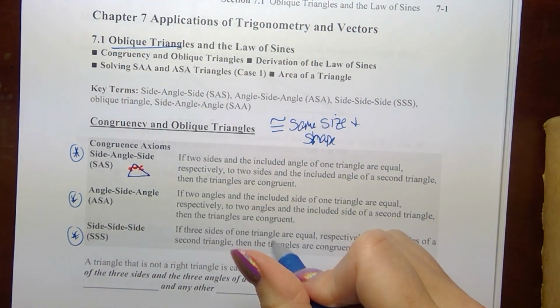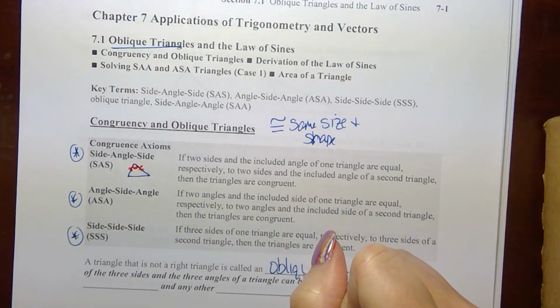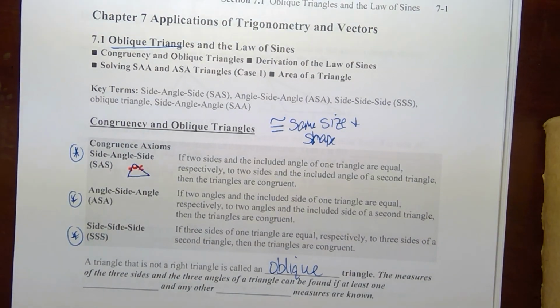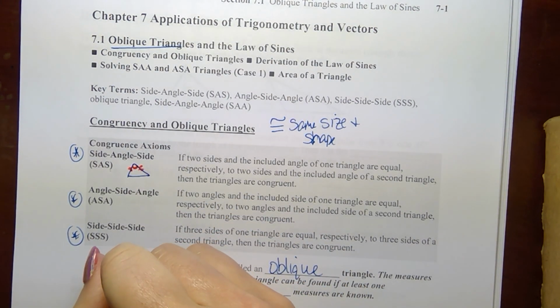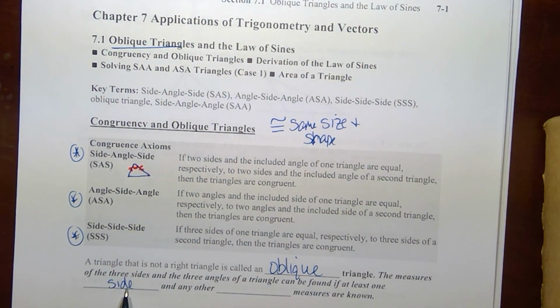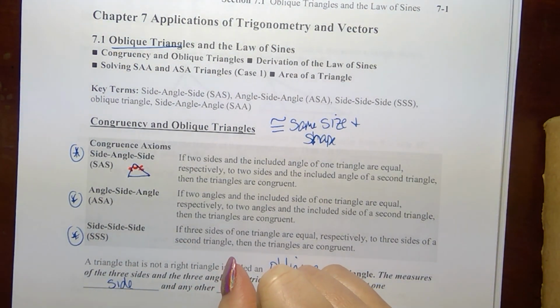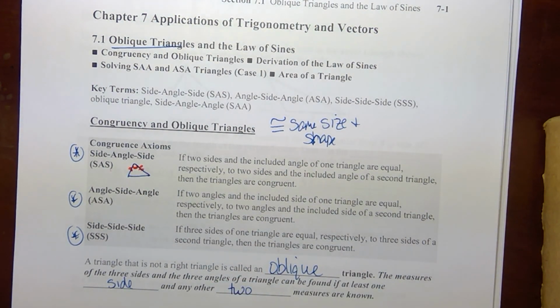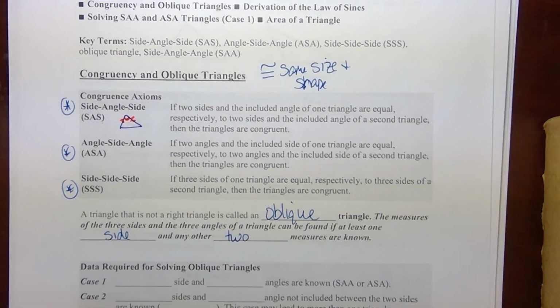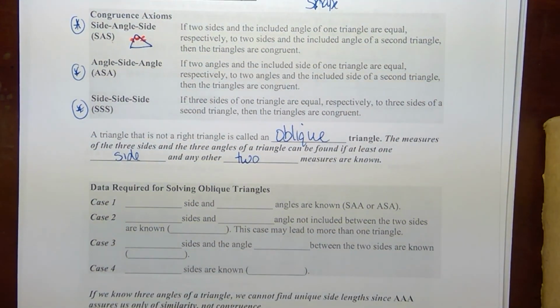A triangle that is not a right triangle is called an oblique triangle. The measures of three sides and three angles of a triangle can be found if I know at least one side. I can know two sides or three sides, and any other two measures. So if I know at least one side and two other measures, so I need to know either all three sides, one side and two angles, or two sides and the included angle. If I know those things, then I can solve the triangle.